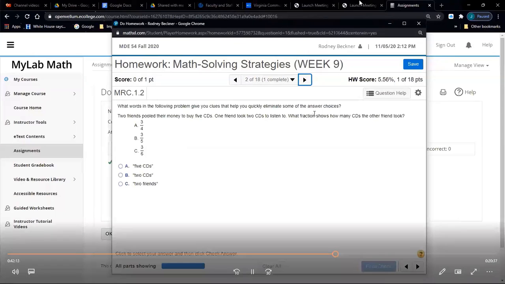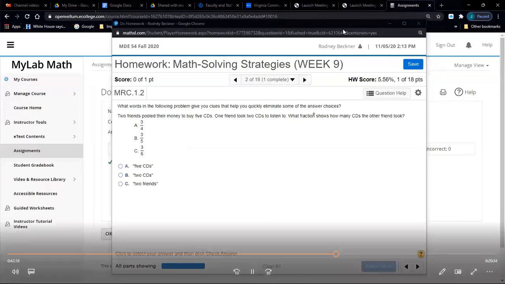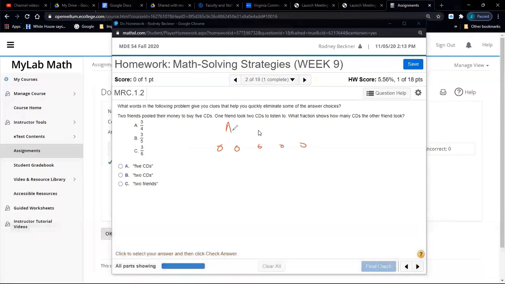So 2 friends bought 5 CDs. So you got 1, 2, 3, 4, 5. One friend took 2 of them. So friend A grabbed these 2, which means B grabbed these 3. What fraction shows how many CDs the other friend took? So A took 2 of them out of the 5 total, so that would have been 2/5. That means B takes the rest of them, 1, 2, 3, out of the remaining 5. So 3/5. B is the answer.